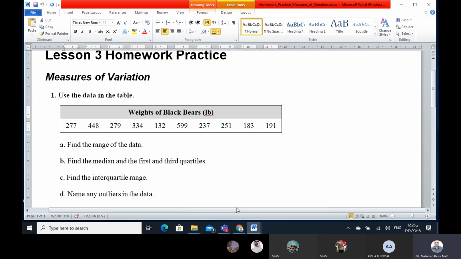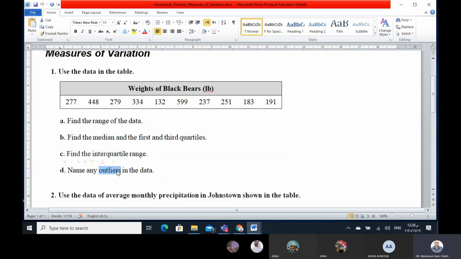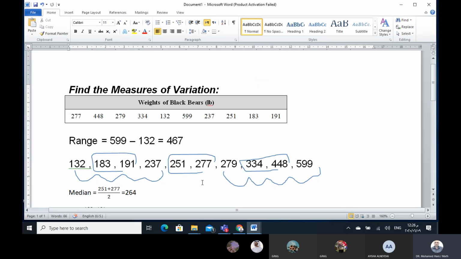Now the question: do you have any outlier here? Yes. What is the outlier? 599. We have here 599 and we have 444. It's close to 444, and 444 then we have 334. It's close, nearly the same distance.